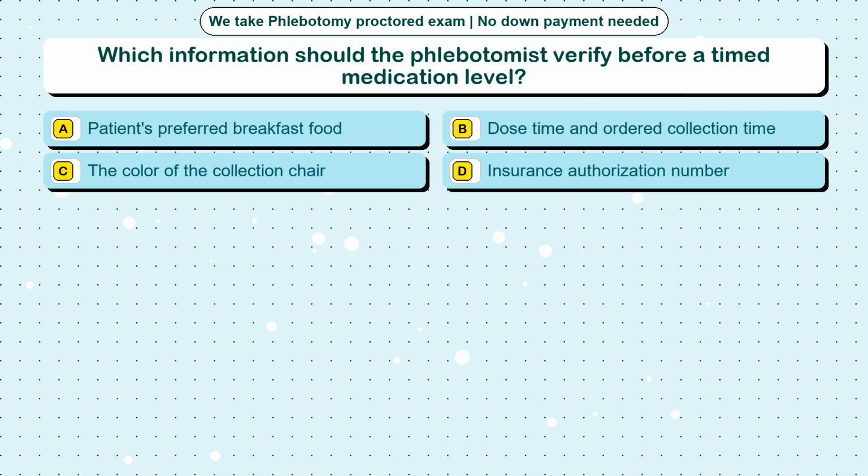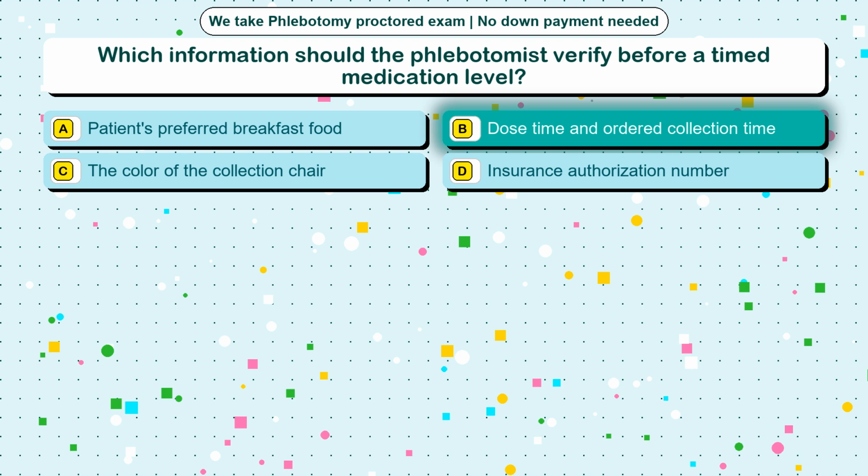Question 75. Which information should the phlebotomist verify before a timed medication level? Option A. Patient's preferred breakfast food. Option B. Dose time and ordered collection time. Option C. The color of the collection chair. Option D. Insurance authorization number.